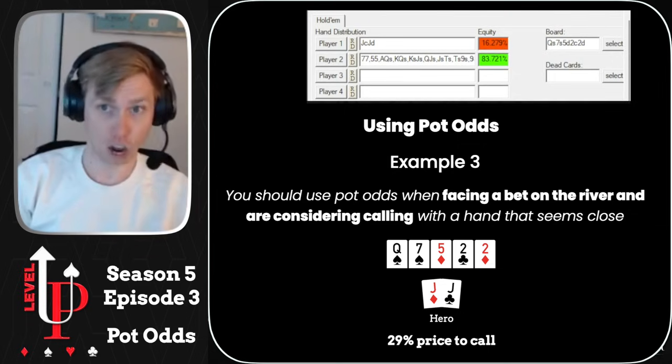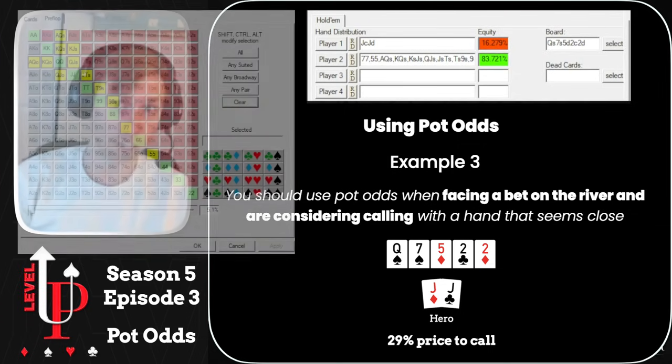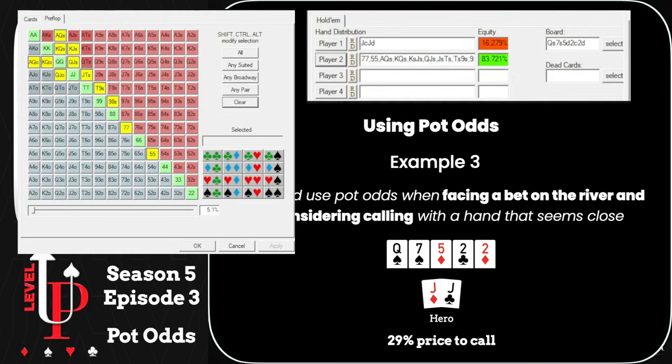That's well under the 29% we need to call. So if this range is accurate, we have an easy fold here with our pocket jacks based on our pot odds. Now, like I said, this is a really pessimistic range. It's possible our opponent is bluffing far more often than this.